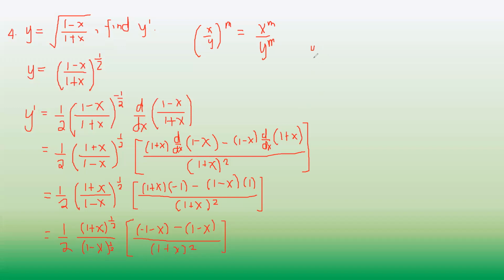So, y prime is equal to 1 half times 1 plus x raised to 1 half all over 1 plus x, 1 minus x raised to 1 half also, times, now we're going to remove parentheses. So this is negative 1 minus x minus 1. Ito, minus 1 and then plus x tayo doon. Plus x all over 1 plus x quantity squared.